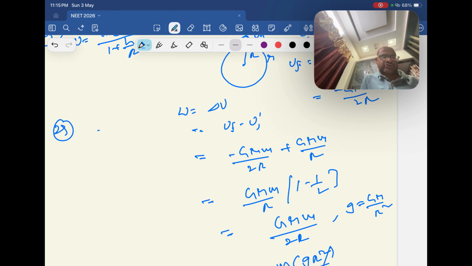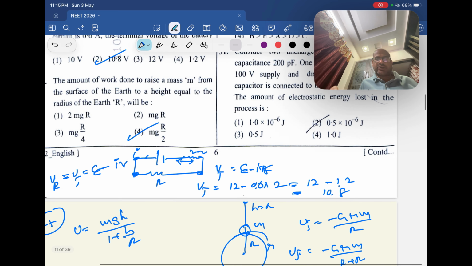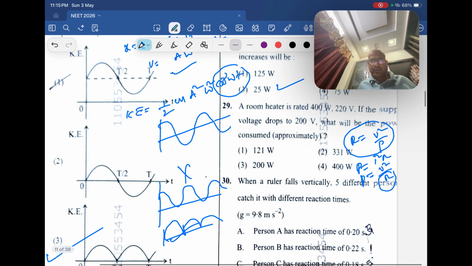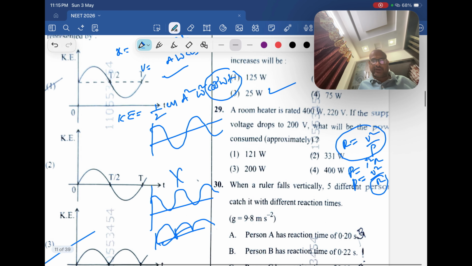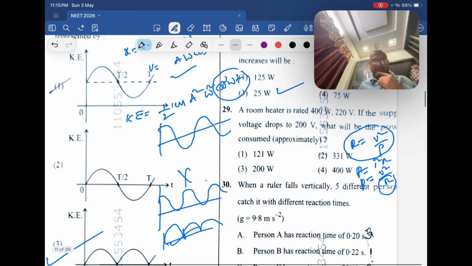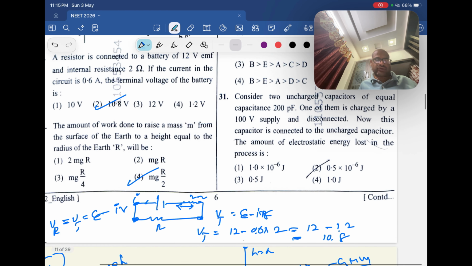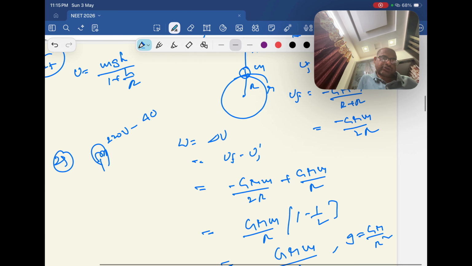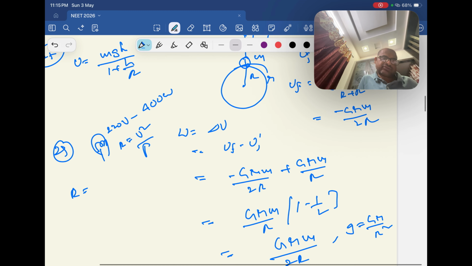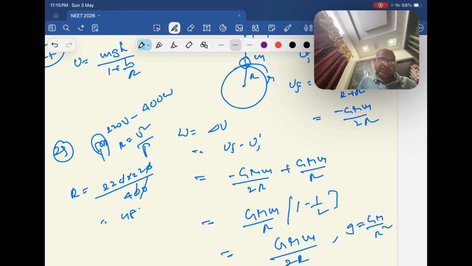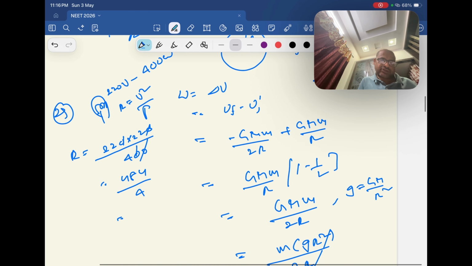So this is a room heater rated at 220 volts and 400 watt. So from this, resistance is equal to V square by the rated power. So resistance is 220 into 220 by 400, so 484 by 4, that is 121 ohms.